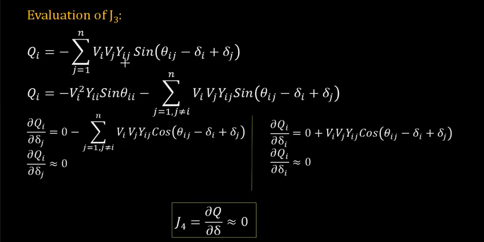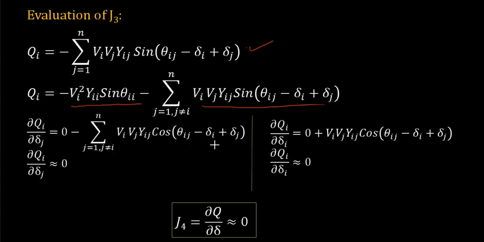Similarly, in the case of J3, where you have to find the differentiation of the reactive power with respect to the delta values, the reactive power is given by this particular term, and you can expand this equation by substituting j equal to i. Once you substitute j equal to i, you will get this equation: minus Vi squared Yii sin theta ii minus the sum over j equal to 1 to n, j not equal to i, of the rest of the terms. Once you take the differentiation dou Qi by dou delta j, that is, the differentiation of reactive power at a particular bus with respect to the angle at a different bus, this particular term will be 0 because there is no delta term here.